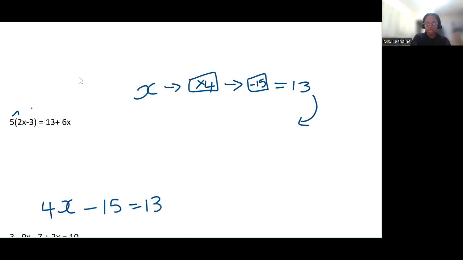Now, what is the opposite of subtracting 15? That is adding 15. So if I add 15 to 13, I now have 28. What is the opposite of multiplying by 4? That's dividing by 4. So 28 divided by 4 means x is 7.